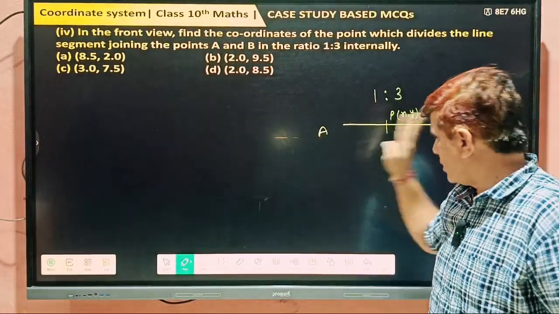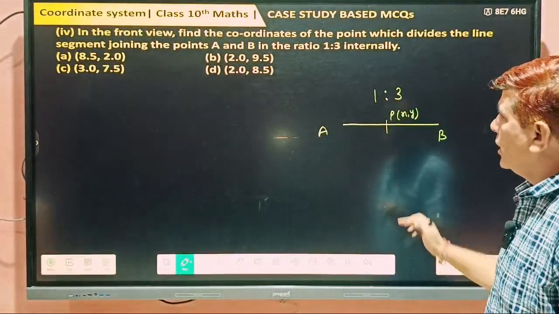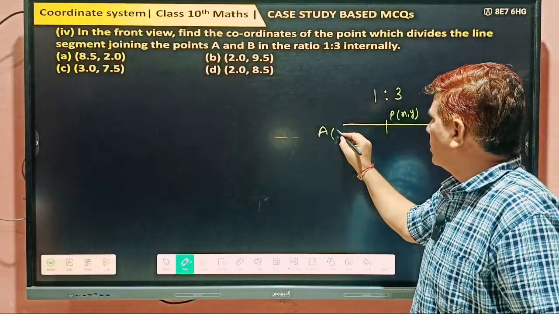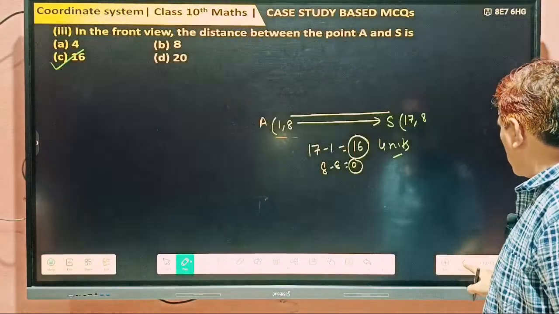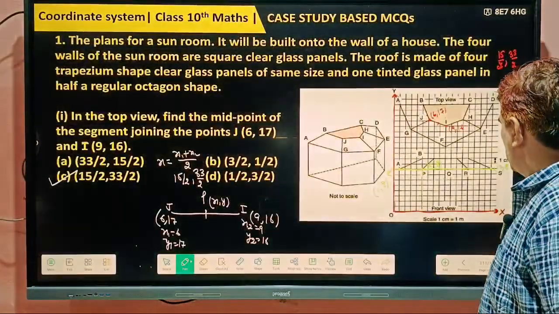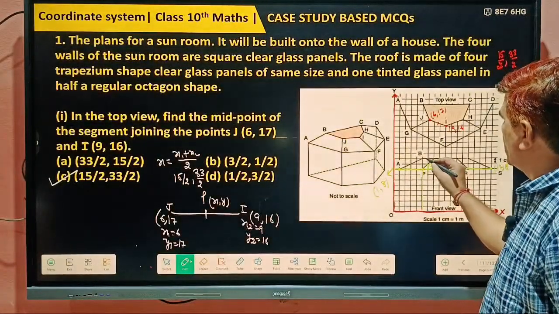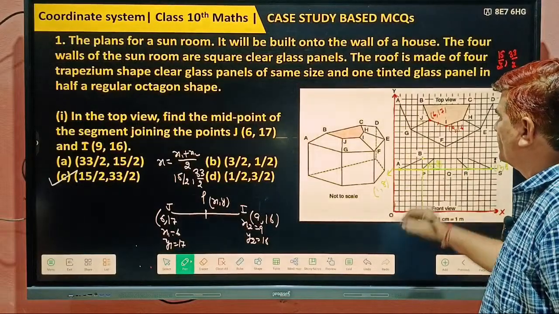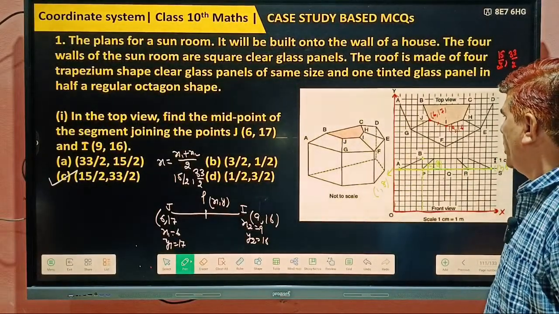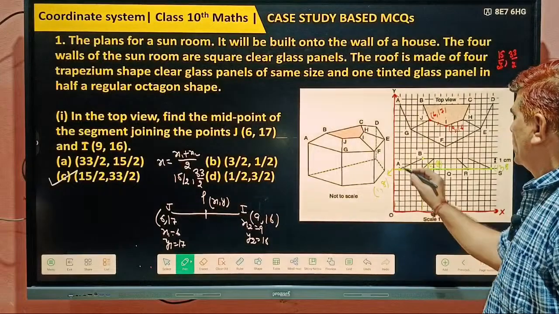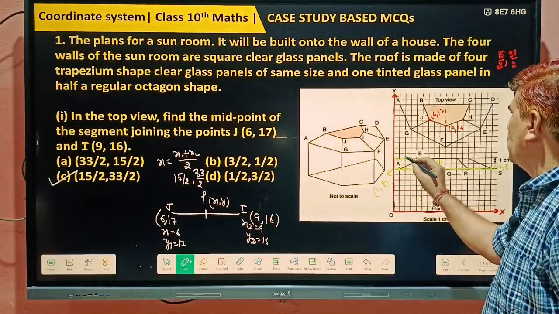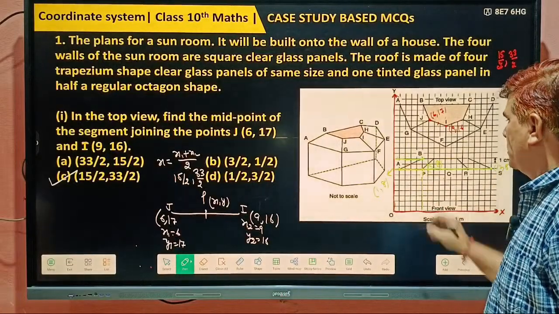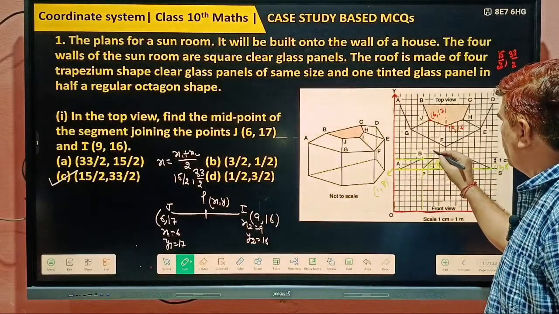First we will find out the coordinates of A. Coordinates of A we already know. These are 1 and 8. Now what are the coordinates of B? B is this. This is the point B. What are its coordinates? Distance from the y-axis: 1 unit, 2, 3, 4, 5. So the x coordinate is 5.